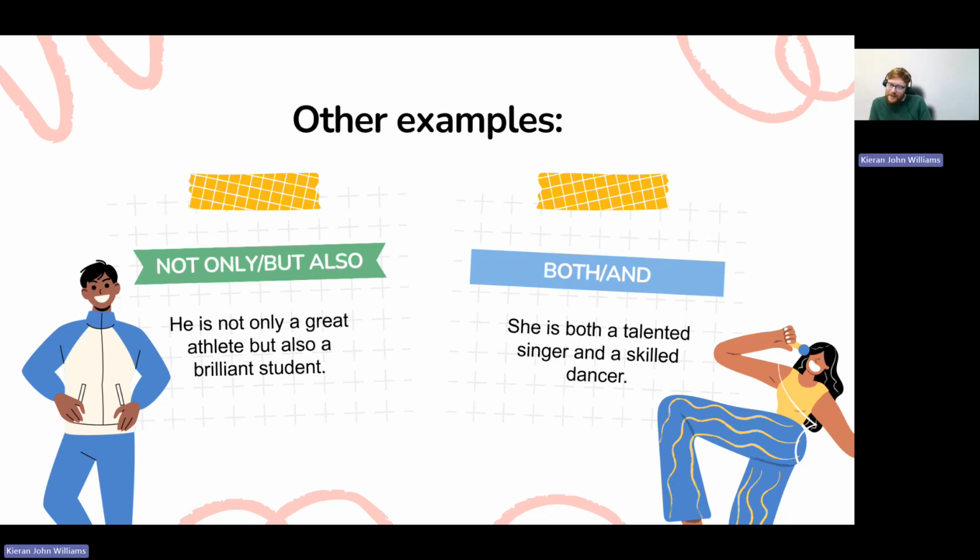And it is a similar idea here with both X and Y. She is both a talented singer and a skilled dancer. So there's kind of two choices there, and this woman is both of those choices. A talented singer and also a skilled dancer. Okay, so those are the options that we can use when somebody is two different things, but in the same situation.